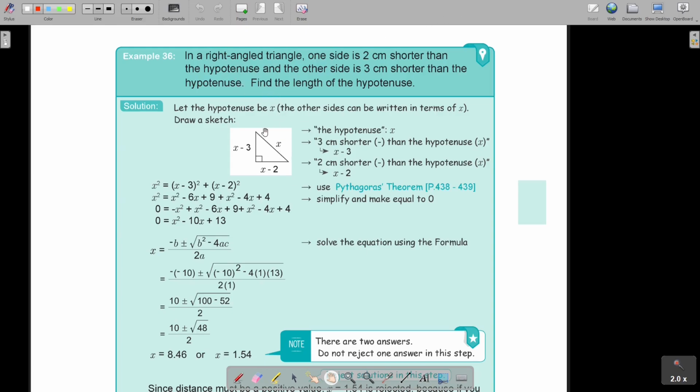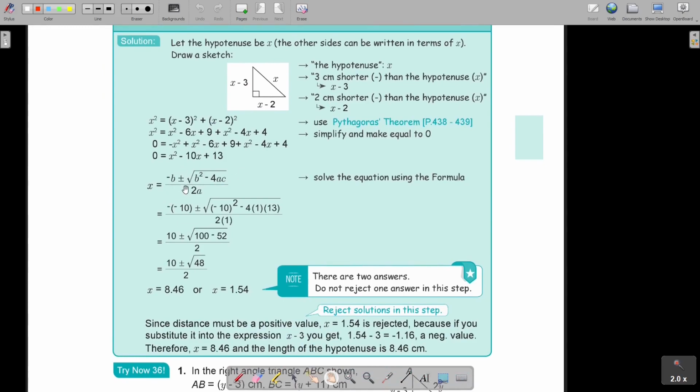So the one side is 2 centimeters shorter, so then it's x minus 2. The other side is 3 centimeters shorter than the hypotenuse, then it's x minus 3. Find the length of the hypotenuse. So then I work with Pythagoras Theorem, meaning the hypotenuse square is equal to this side square plus this side square. And then I again multiply the brackets out, take everything to one side. But the reason why I'm showing you this one is to say not all equations can factorize. Usually you can go to completing the square, but the one that we will usually go into is this, using the quadratic equation formula.